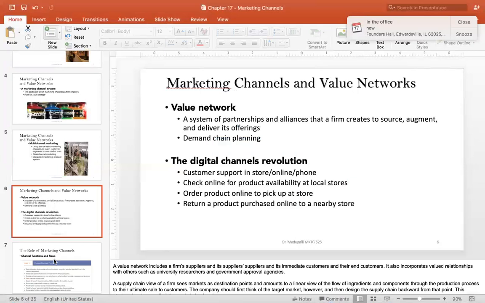In terms of the revolution, how did today's digital revolution come into the picture? It's like customer support in-store, online, and by phone. An organization needs to be able to provide support at different levels, in different ways. Even online, it's no longer just email, right? You go to any website, you always have a chat window. That is your service channel working.